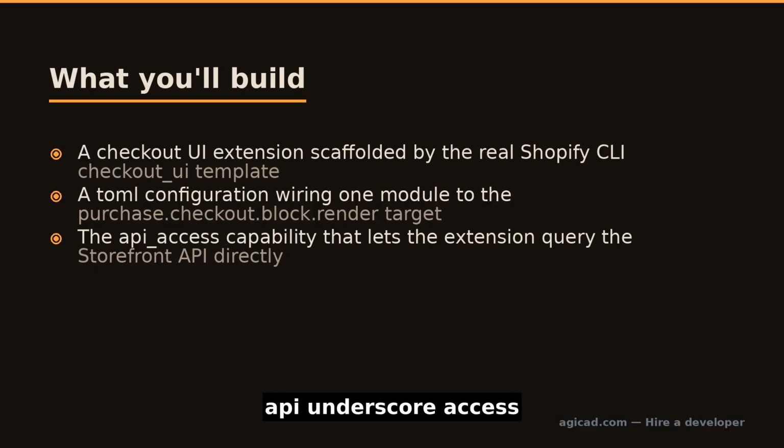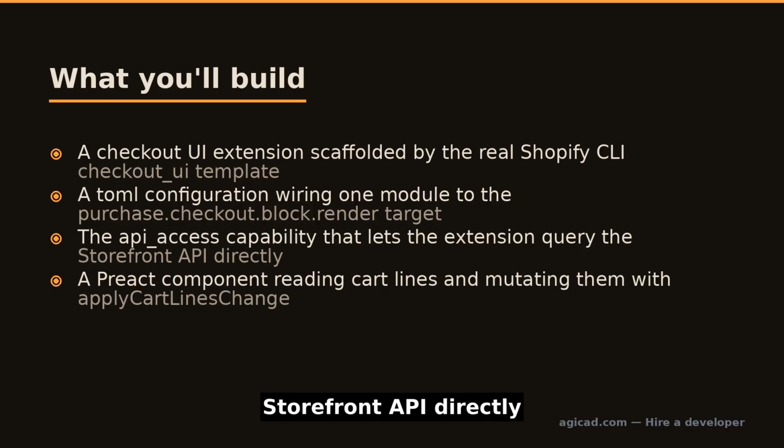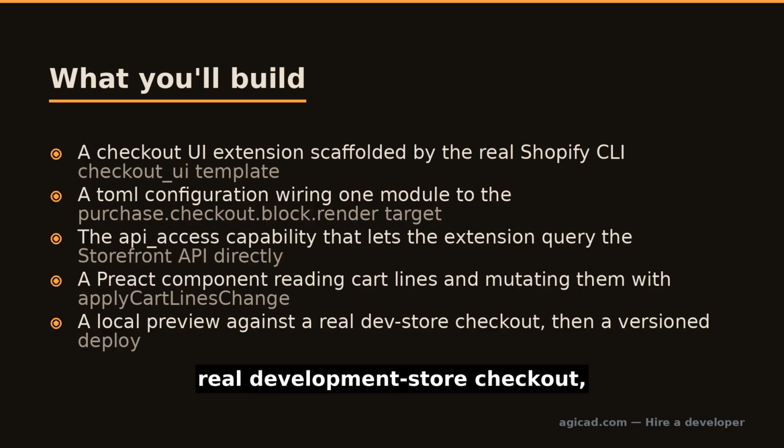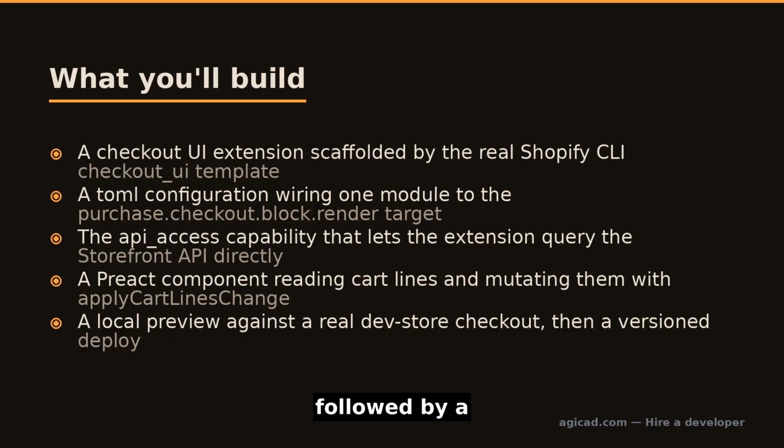The API_access capability, which is what lets the extension call the Storefront API directly from inside Checkout, no backend round trip needed. A Preact component that reads the cart's line items and mutates them through applyCartLinesChange. And at the end, a local preview against a real development store checkout, followed by a version deploy.